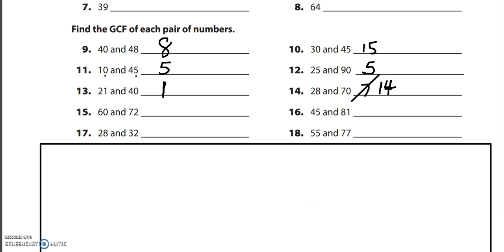All right, I don't know if this is mental math for all of you, but 60 and 72 share a factor of 12. That is the greatest common factor of those. 45 and 81 are each divisible by 9. That's the greatest common factor of those. 28 and 32, the greatest common factor is 4. And number 18, the greatest common factor is 11. Like I said earlier, if you got any of those wrong, just fix them to the best of your ability. Make sure you're practicing your factors so that you're getting all these right.